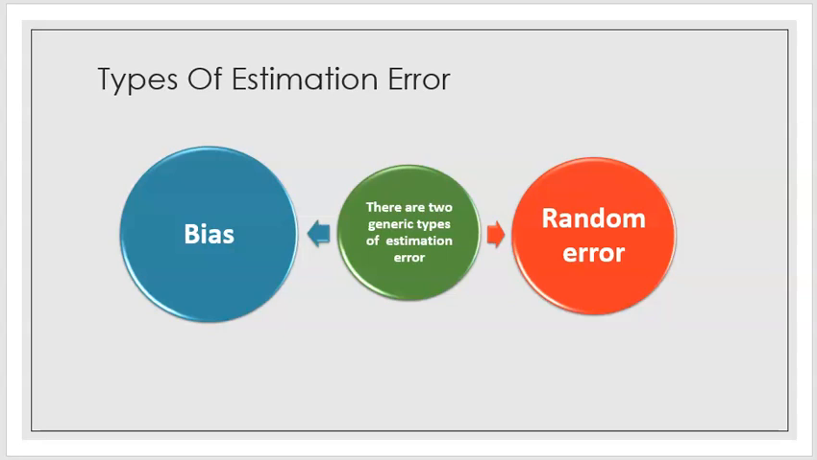Types. First, we need to identify the types of estimation error. There are two types of estimation error: bias and random error. In order for us to improve the cost estimation, the bias error is a systematic error where the chance of overestimating and underestimating are not likely to be equal. Whereas the random error is where overestimates and underestimates are likely to be equal.